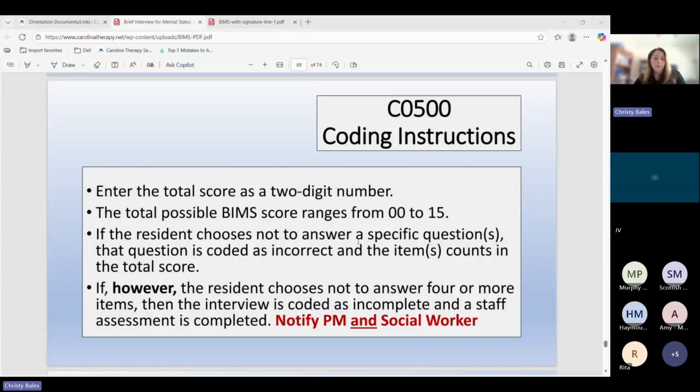Enter the total score as a two-digit number. The total possible BIMS score ranges from 00 to 15. If the resident chooses not to answer a specific question or questions, that question is coded as incorrect and the item counts in the total score. If, however, the resident chooses not to answer 4 or more items, then the interview is coded as incomplete and a staff assessment is completed. So just know that if there are 4 or more items that they are choosing not to do, we do need to say that that is a 99 and notify the program manager and social worker.